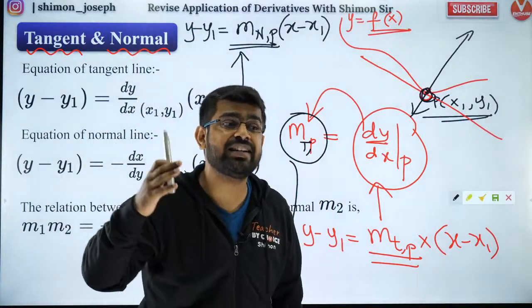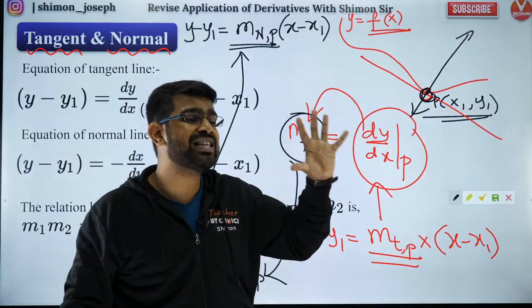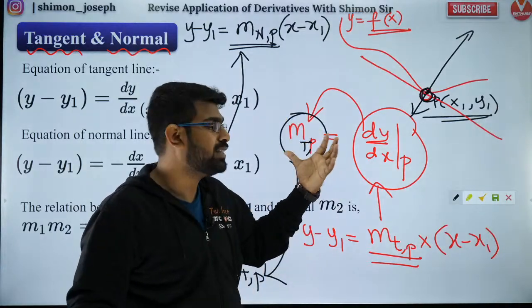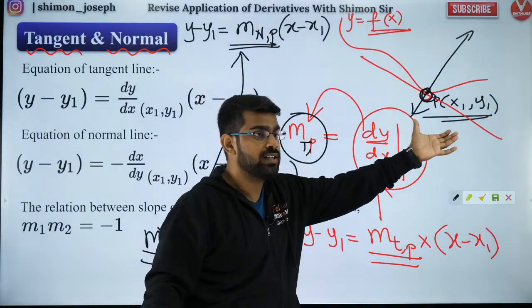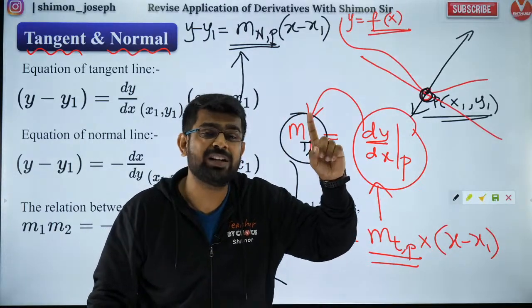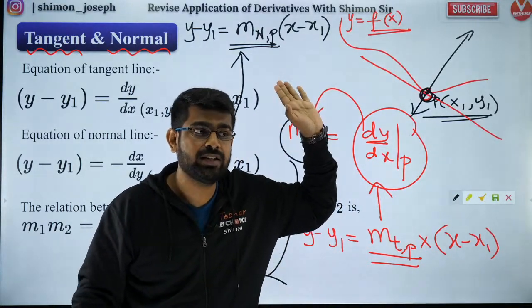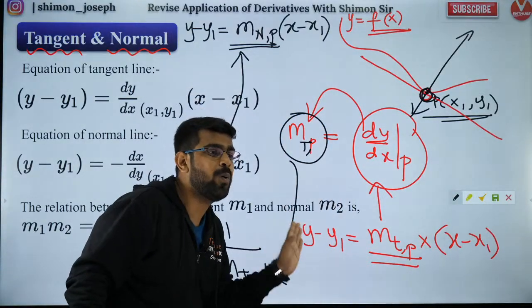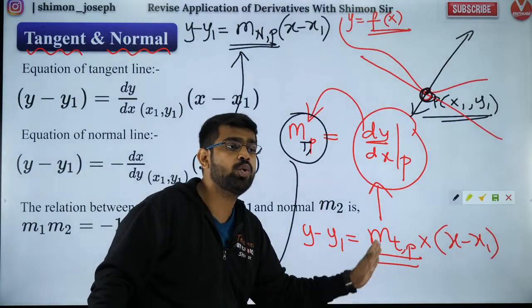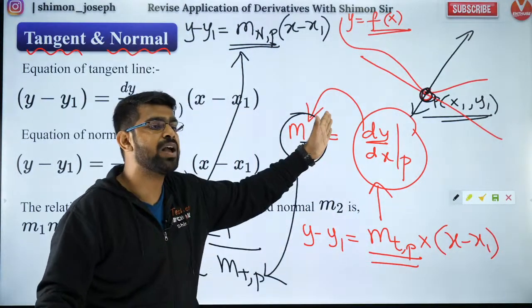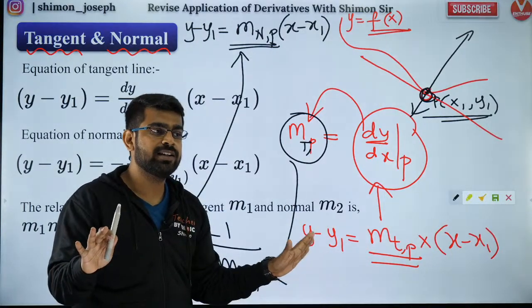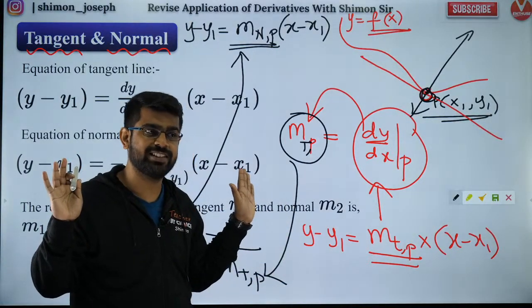You guys have learnt it in physics, right? That's exactly what I used. So I got the slope, I got the point. So one point slope form, 11th standard coordinate geometry. What is one point slope form? y minus y1 is equal to m into x minus x1. What is m? m is dy by dx. That's it. We have learnt it.